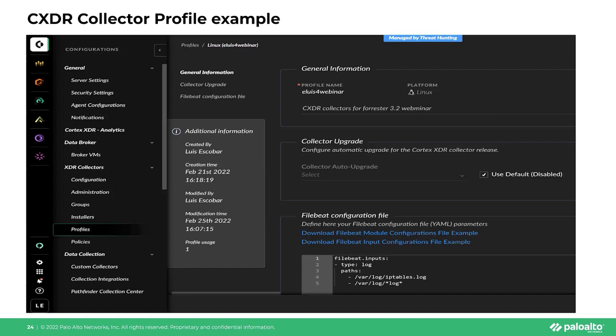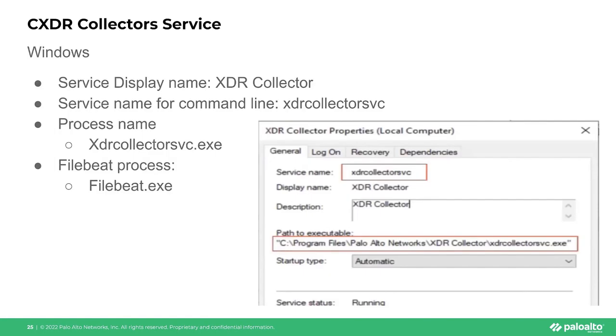Here we can see the paths and log files that the collector will read and retrieve from the endpoint. In Windows, we see that the service display name will be XDR Collector. For the command line, it will be XDR Collector SVC, and the process name is xdrcollector.svc.exe, while the Filebeat process is filebeat.exe.